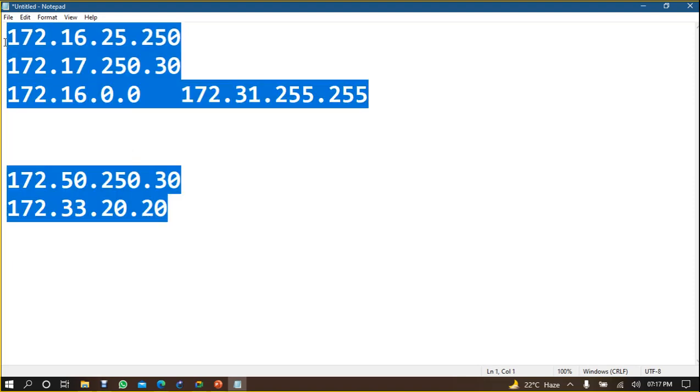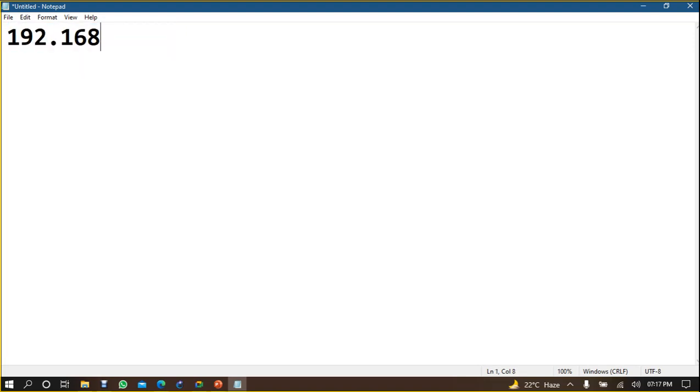Now if I'm writing 192.168.20.20, tell me, is it private or public? 192.168. This is private. Very good. And 192.169.20, like this IP. This is also public.